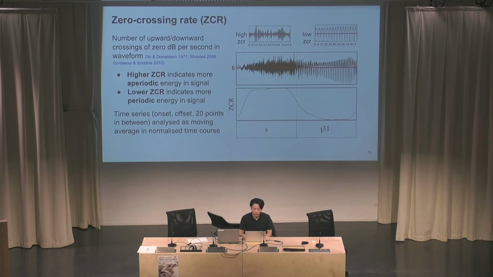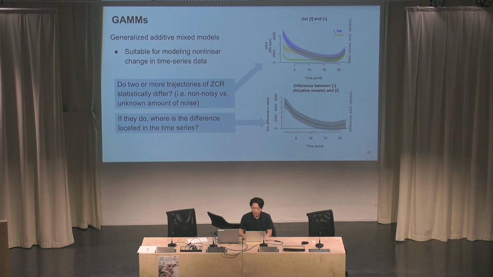Here we have an example of a syllable S from Jixi. The number of zero crossings is higher in S and lower in Z. The overall ZCR is presented as a moving average, as we can see under the waveform. The analysis was done on the nucleus segment indicated here. For each syllable nucleus, we analyzed the onset, the offset, and 20 points in between. The ZCR values are then analyzed using GAMMs, generalized additive mixed models.